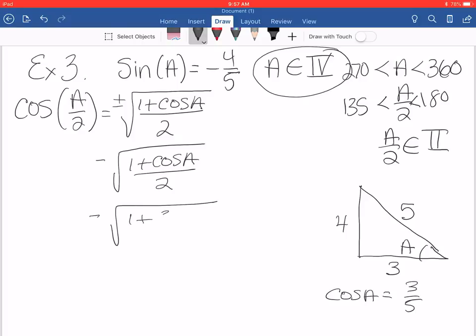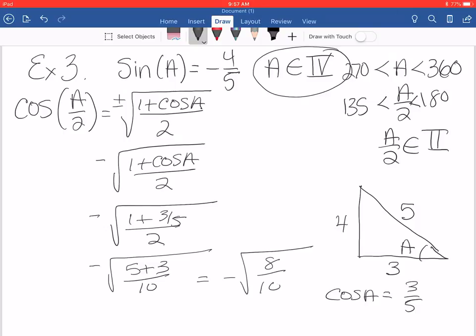So I have 1 plus 3/5 over 2. And if I clear the fractions by multiplying everything by 5, I get 5 plus 3 over 10, which gives me 8 over 10. And if I want to clean it up a little bit and reduce it, I can make that as negative 4/5.